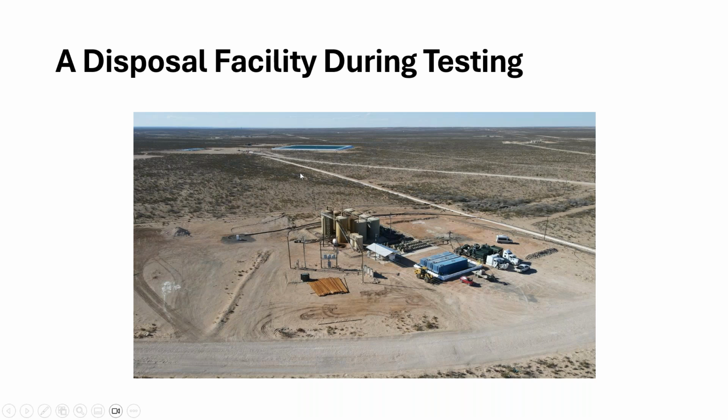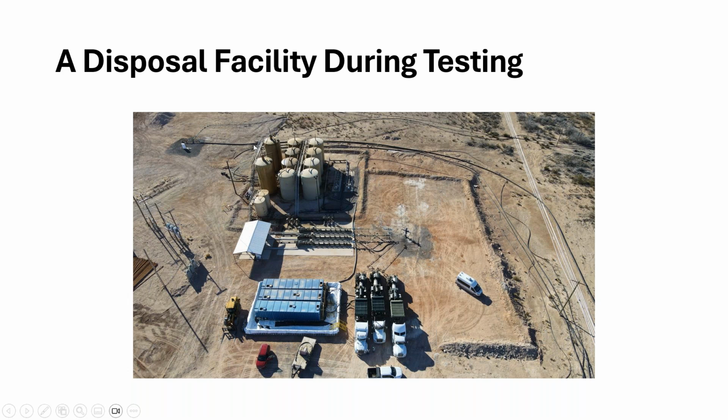So these are a couple of drone shots of a facility during our testing. You can see the storage here, this is a better shot. The storage here is manifolded into our buffer tanks, which go into our frac pumps and into the wellhead. We have our logging truck set up here and our lubricator here.